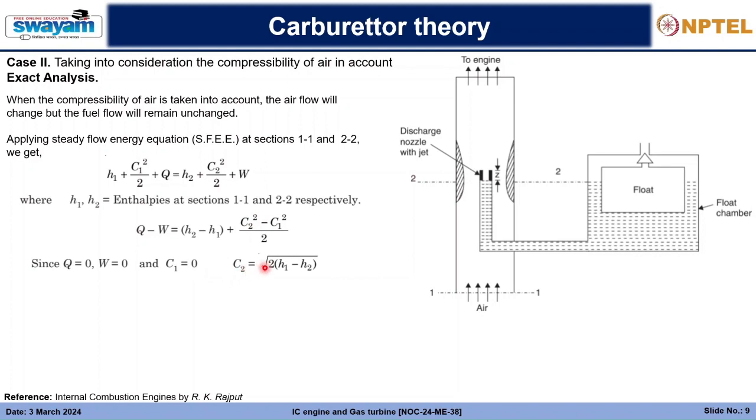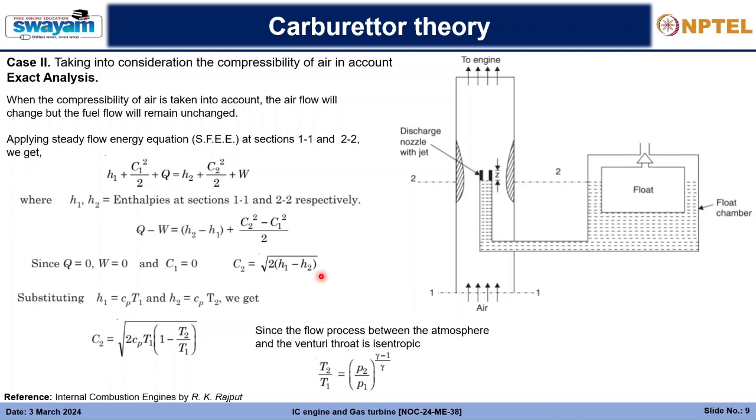Then we will have C2 equals to root over 2 H1 by H2. So now we will use this expression, enthalpy equals Cp into T, where Cp is the specific heat at constant pressure, and H2 equals Cp into T2. So we will finally get the C2 expression as this.